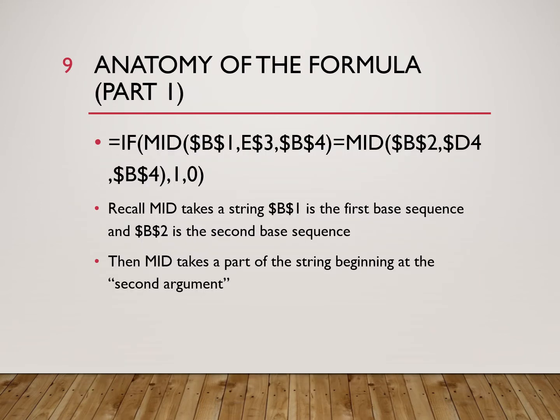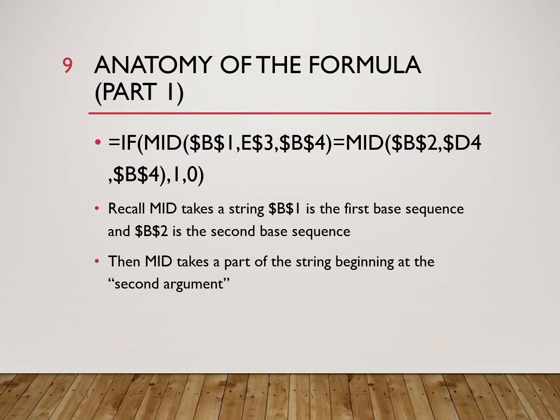So we are starting to break down this formula. The main function is an IF, and remember in an IF there is a condition, something we're going to test, a true-false question, followed by what you want to do if it's true and what you want to do if it's false. So we have these two MIDs, we'll talk about more, but we're asking if the two MIDs are equal. If they are equal, we're going to put out a 1, and if they are not equal, we are going to put out a 0.